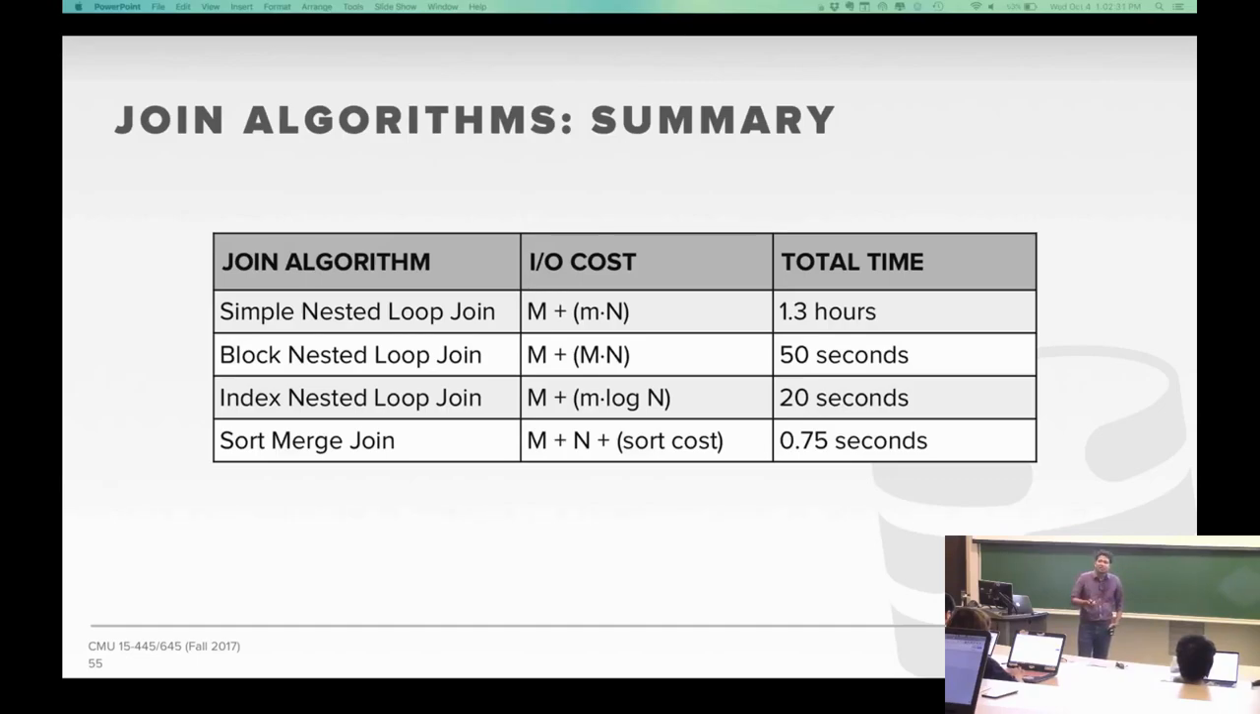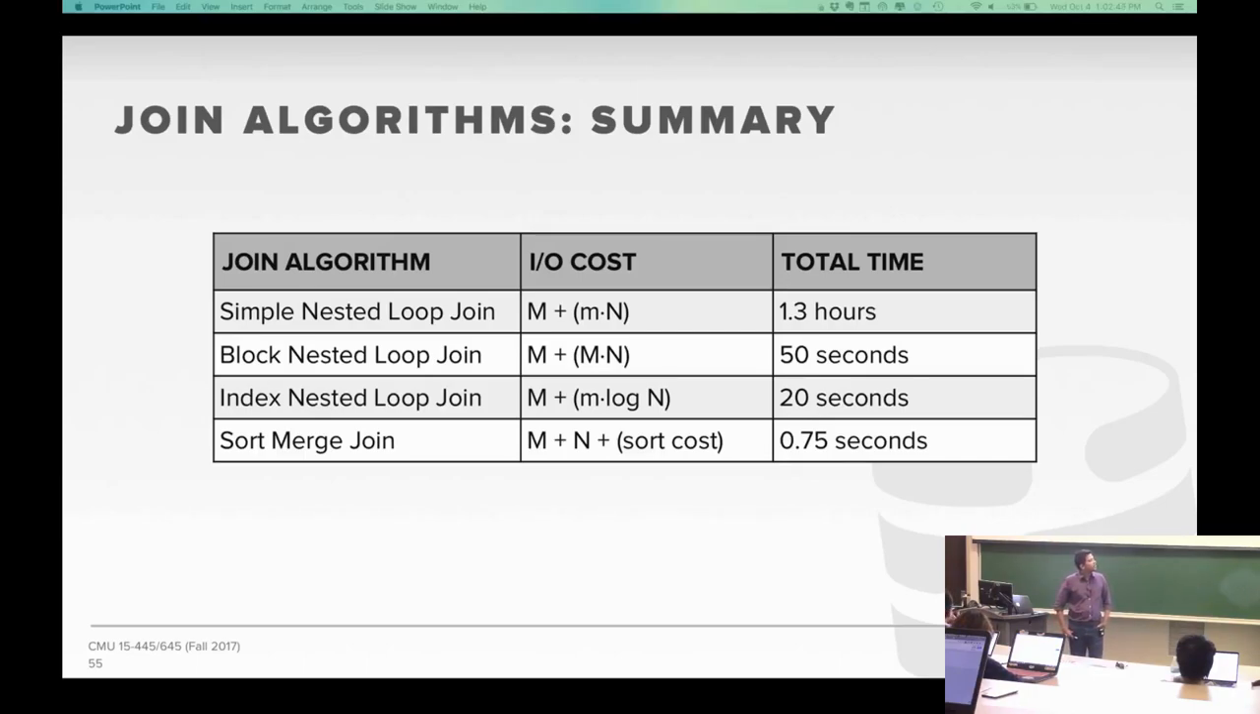And then things get even better if you have an index. If you actually have an index on the input table, you can do index probes instead of doing a sequential scan over the inner table. So then you get log N instead of capital N. Okay? So that again shrinks it further to like 20 seconds.